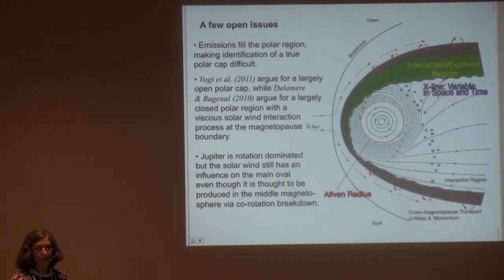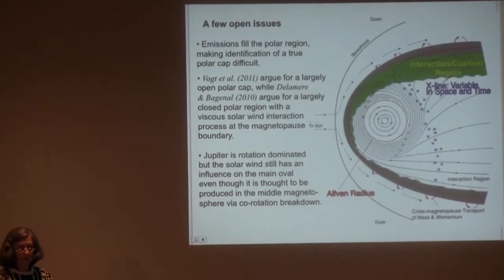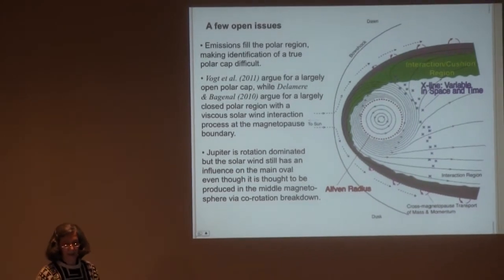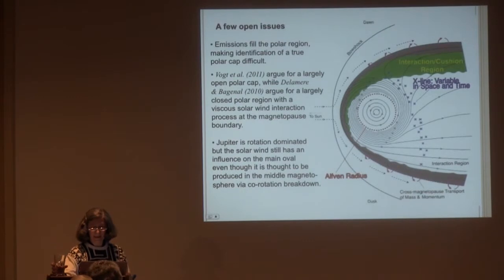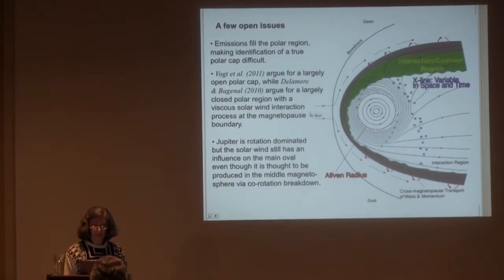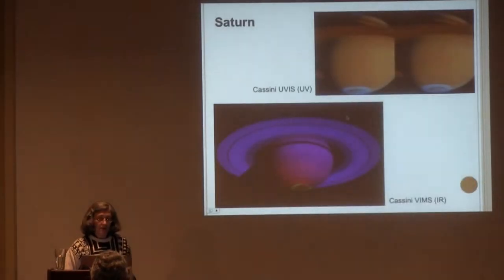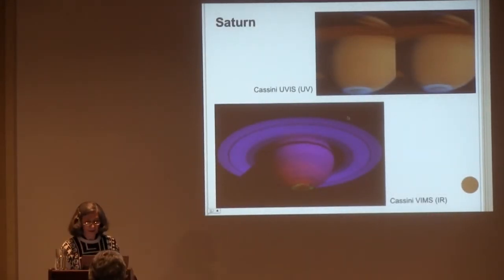The other thing is that even though our simple model told us that Jupiter's a rotation-dominated system, the solar wind clearly still has an influence on the main oval, even though it's thought to originate very in the middle magnetosphere. So let's quickly dash on to Saturn, and I'll do the same thing for Saturn.